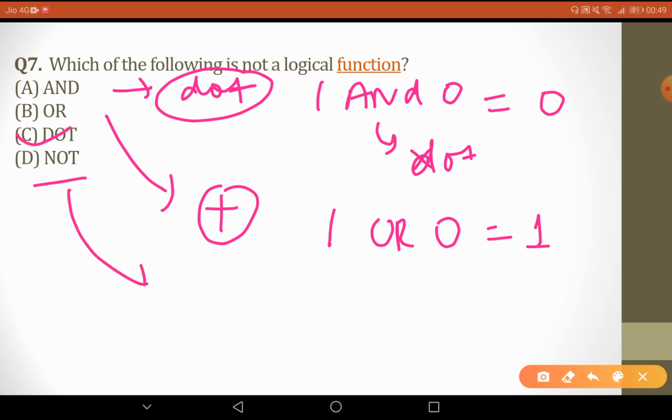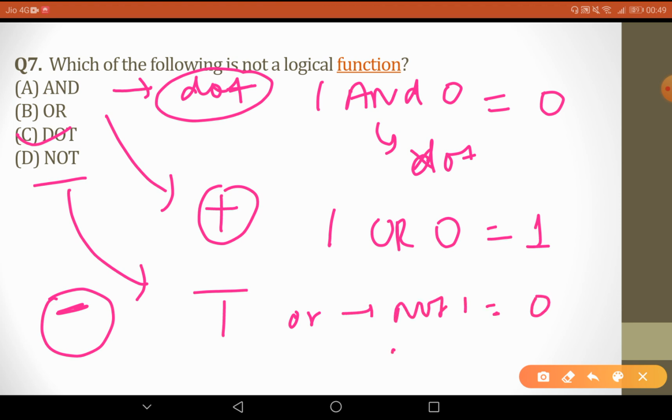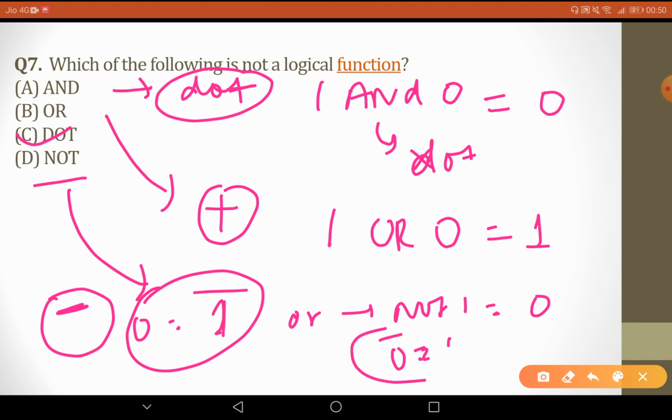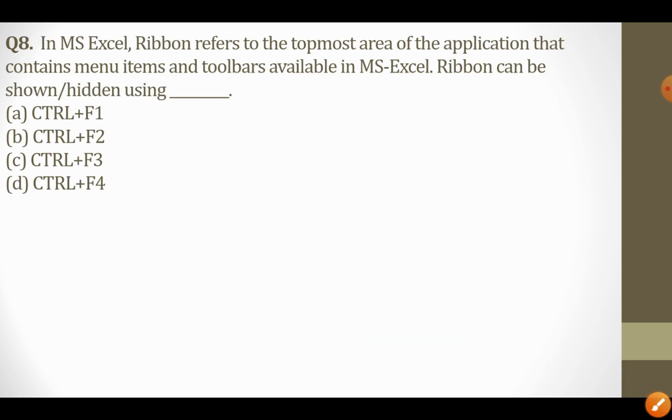Okay, and NOT is the complementary nature, like 1 NOT. This is represented like this: 1 NOT, or we can also say NOT 1, is equal to 0, or 0 NOT is equal to 1. Okay, 1 NOT is equal to 0, 0 NOT is equal to 1. Moving on to the next question.